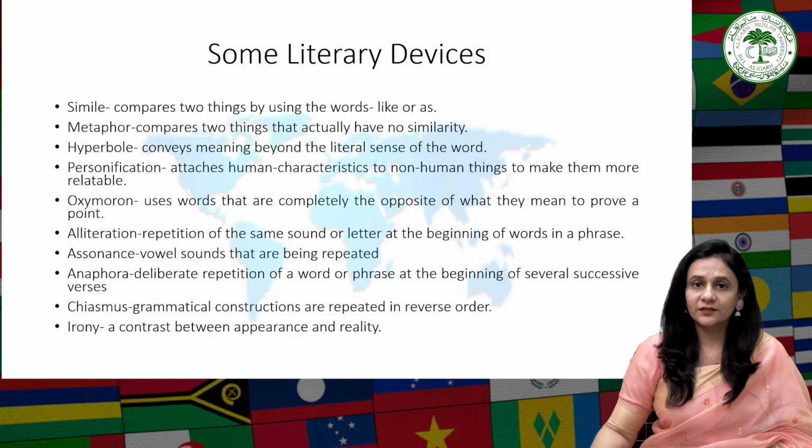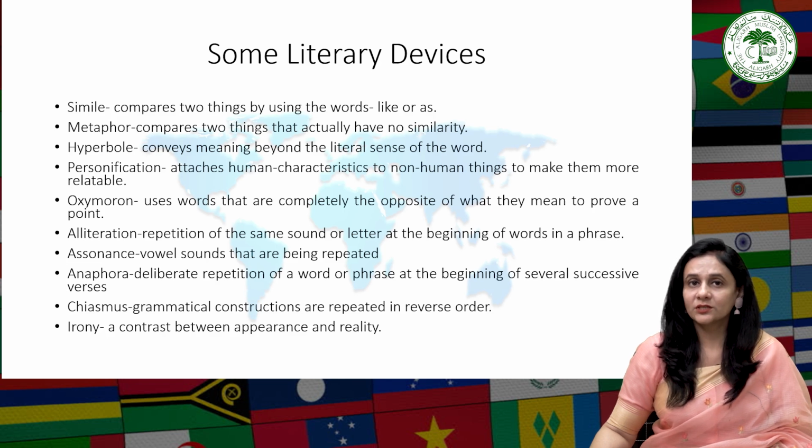There are various literary devices that are used in poetry, and the use of these devices makes poetry exceptional and impressive. Here are certain devices which can be talked about in today's lecture. We have some figures of speech. The very first one is simile. Simile compares two things by using the words like or as. Whereas metaphor also creates a kind of comparison between two things, but it compares two things that actually have no similarity.